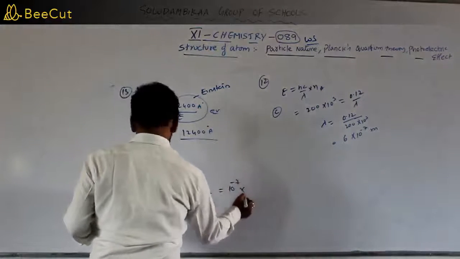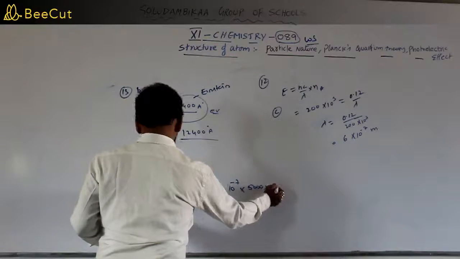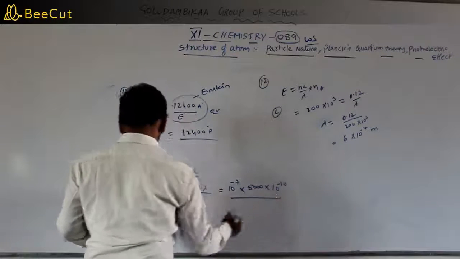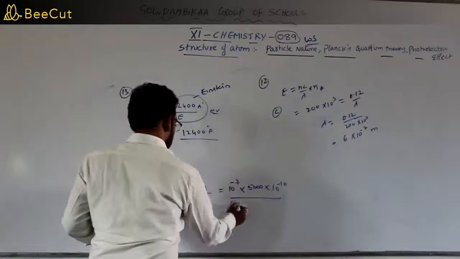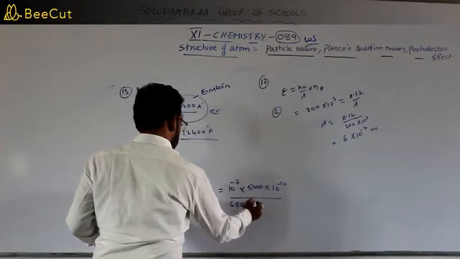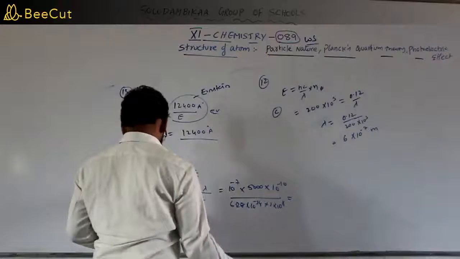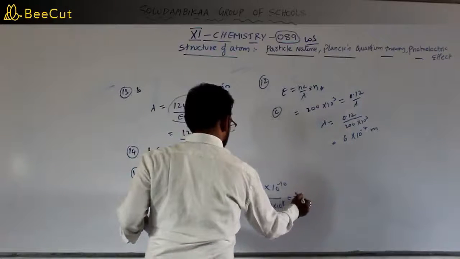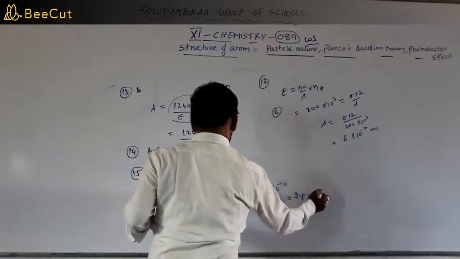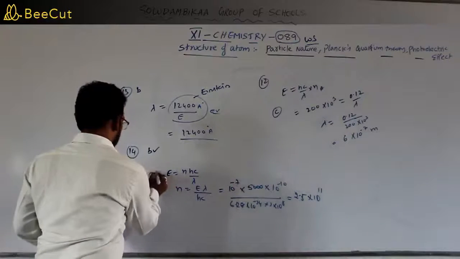Energy is given as 10 to the power minus 7, into 5000 into 10 to the power minus 10, divided by Planck's constant, 6.627 into 10 to the power minus 34, into 3 into 10 to the power 8. So we will get the answer 2.5 into 10 to the power 11. Option A is correct.